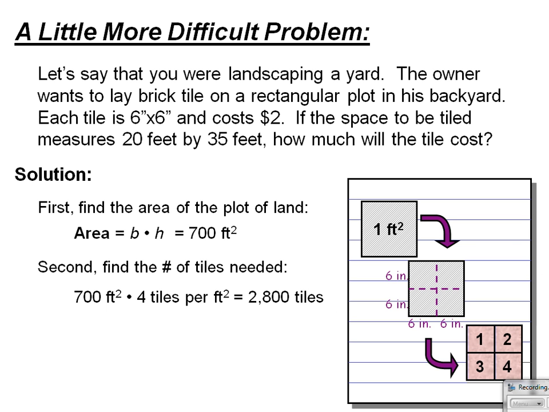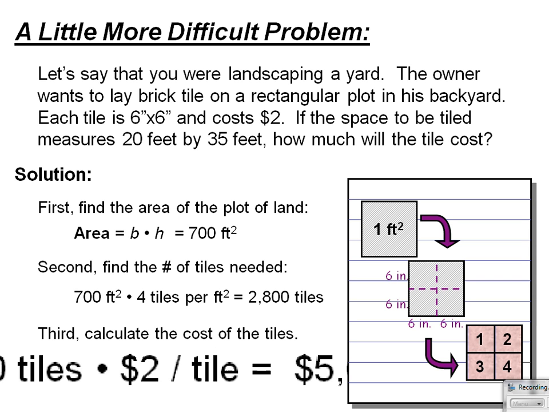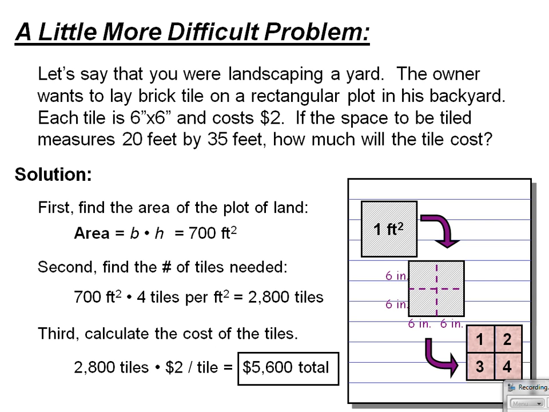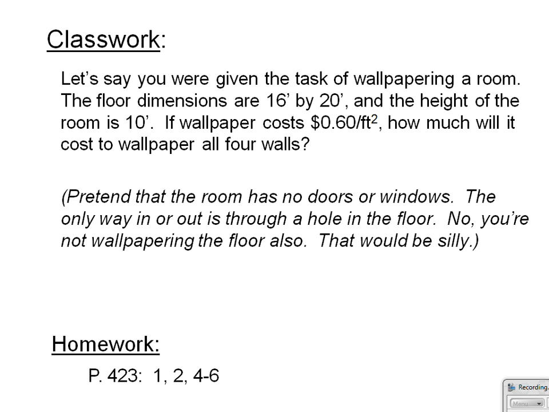So multiply the number of square feet by 4 tiles per square foot, 2,800 tiles total. And finally, calculate the cost. Well, we know that we have $2 per tile. We got 2,800 tiles, $5,600 total. Thus concludes today's lesson.